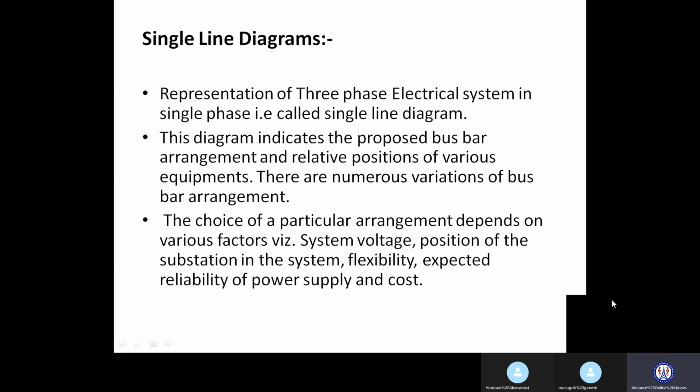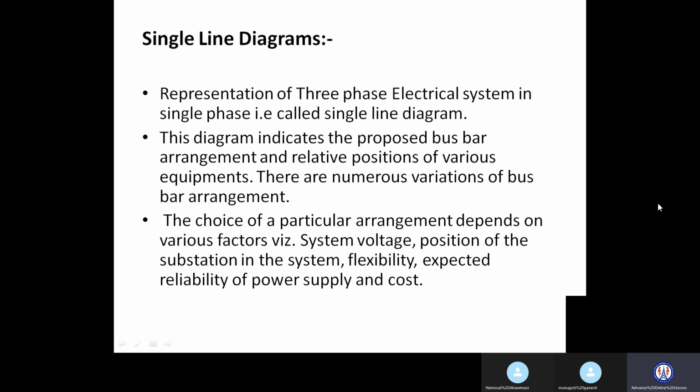So in last class we discussed different types of switching schemes and the applications where we are using all those switching schemes. Now in today's session we are going to discuss single line diagrams, and also understand how we prepare the single line diagram for any electrical system.